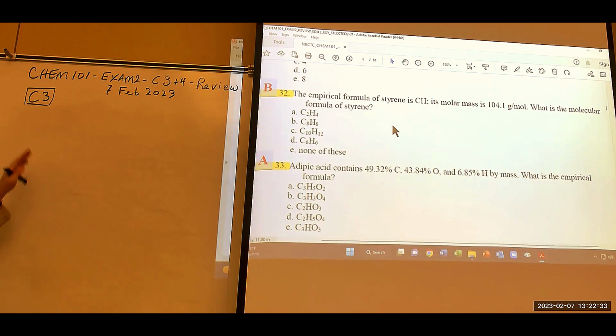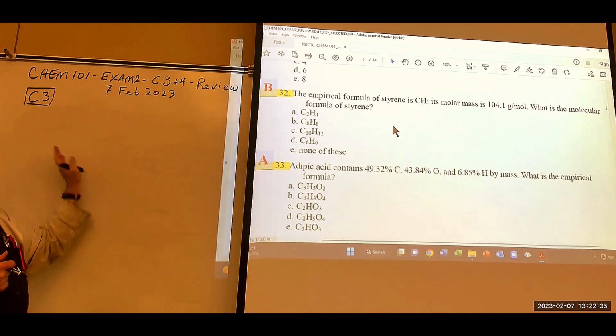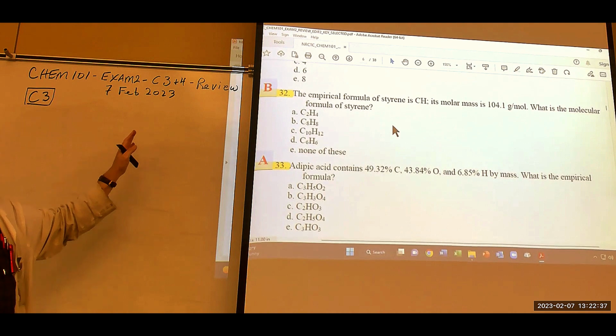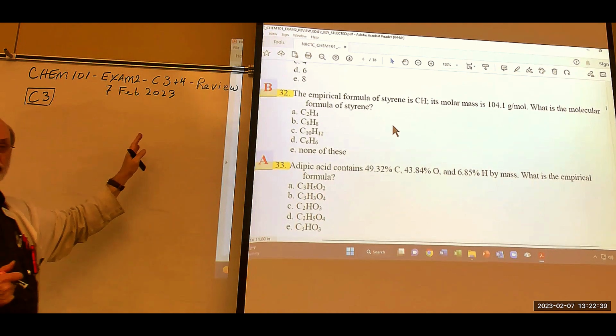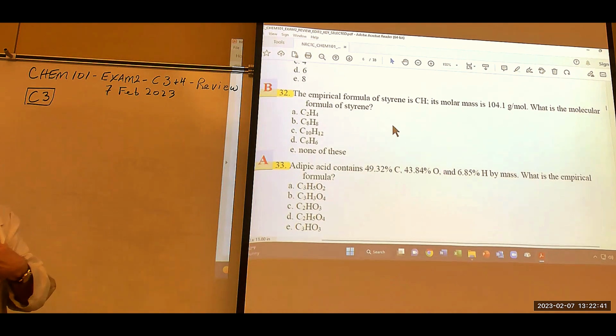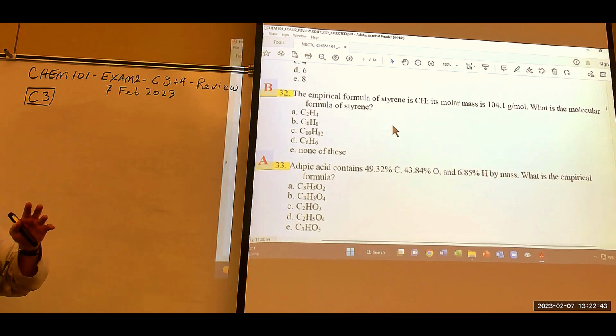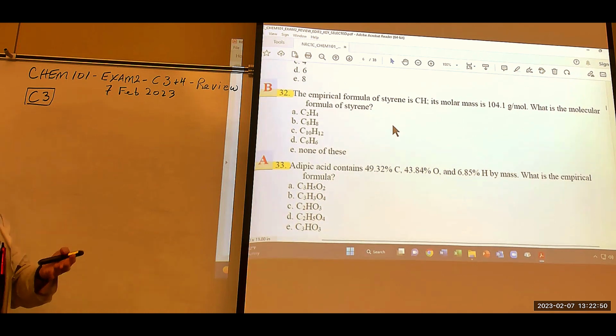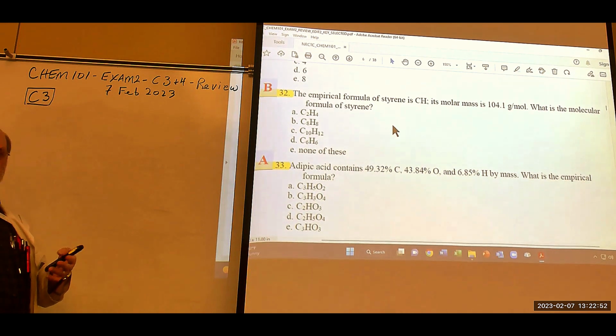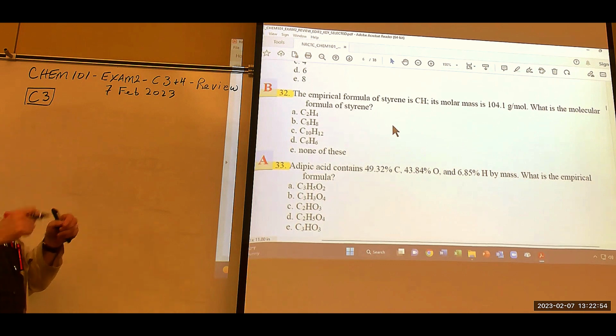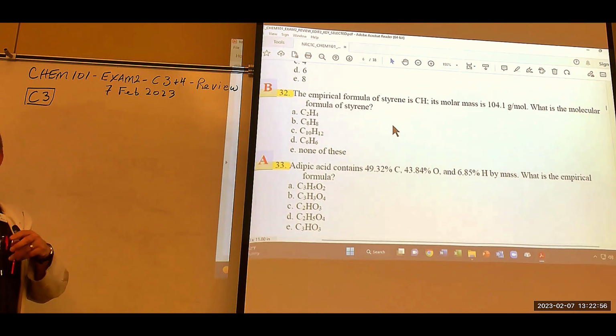Assume 100 grams. Now you've got grams to work with, converting to moles, and then smallest one, divide everything through by the smallest one. That'll make one of them 1, and the rest of them will usually be a fraction, like 0.5 or 0.33, where a whole number multiple will convert everything into whole numbers.